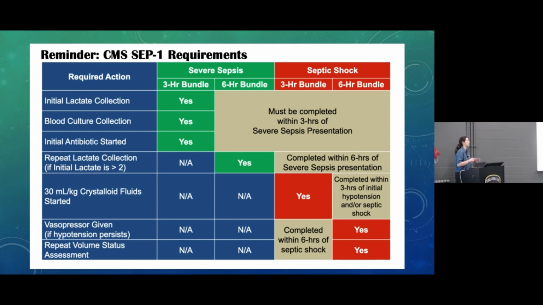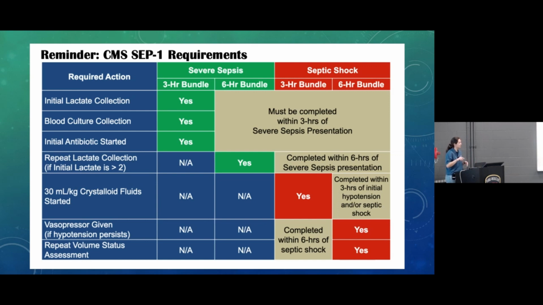So this is kind of the step 1 requirements. We have severe sepsis still, septic shock, so still technically going by the SIRS criteria. We have this 3-hour bundle, which includes lactate, blood cultures, initial antibiotics. And if that initial lactate is elevated, then we'll have to repeat that and see if it's downtrending, uptrending, what's going on. Since they're not technically in septic shock, we don't have to do fluids at that time.